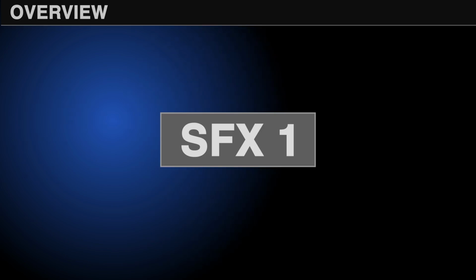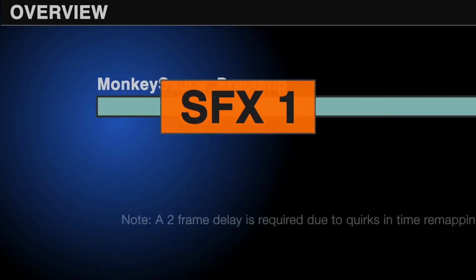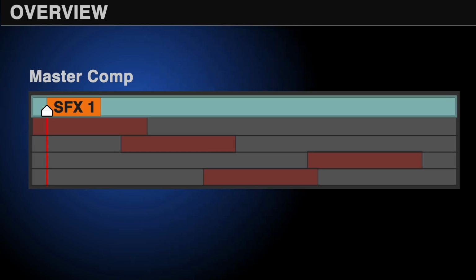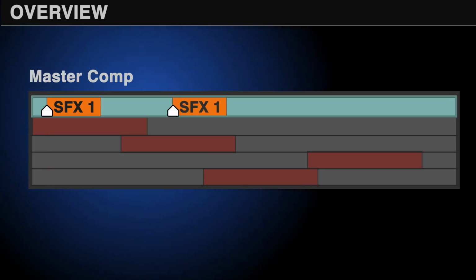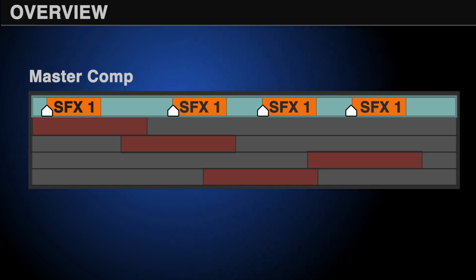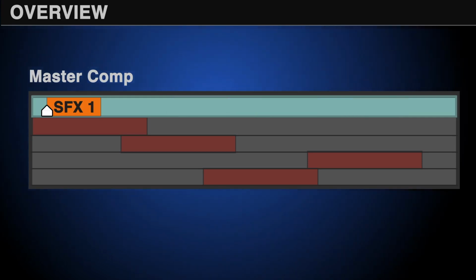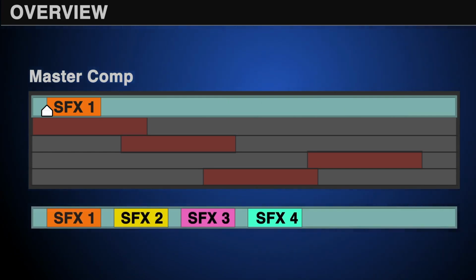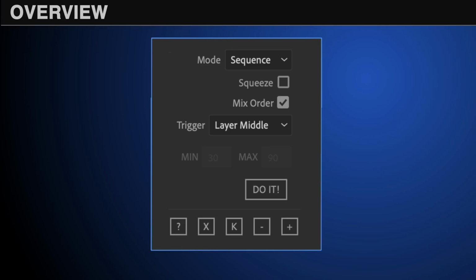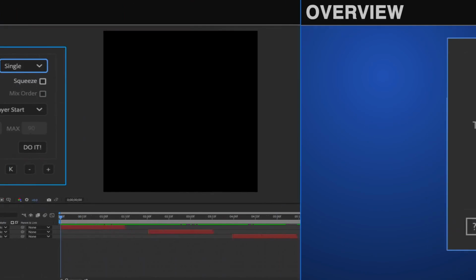Basically, if one audio file is selected, MonkeySauce puts it into a pre-comp with a 2-frame delay, and then places that in the master comp with a marker at the CTI and expressions applied to time remapping. Every time a marker gets added to that layer, it triggers that sound effect. If multiple audio files are used and sequence is selected, then everything is placed within a single MonkeySauce comp, and each marker will trigger one of those sound effects, either randomly or in order, depending on your settings. How they get distributed and timed out in the master comp is a function of the mode and trigger dropdowns, which can be used in any combination.